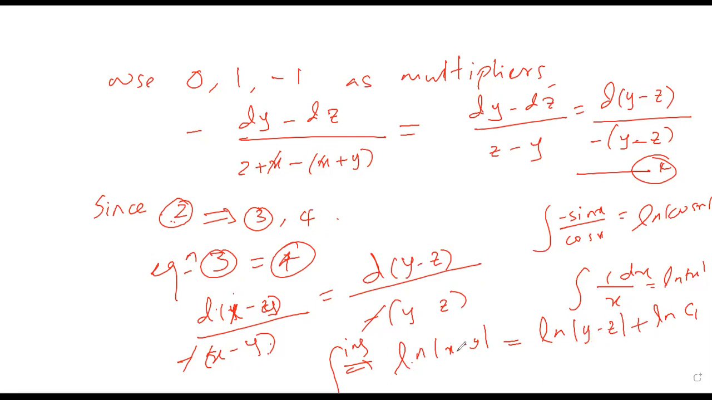If you take this side, what will happen? ln(x minus y) minus ln(y minus z) you can write as ln of (x minus y) divided by (y minus z). Am I right? Yes. This is equal to ln c1. Therefore, c1 is equal to, you can cancel out the ln on both sides, (x minus y) divided by (y minus z). So we have found one C1, one pi equation, with respect to x, y, z.